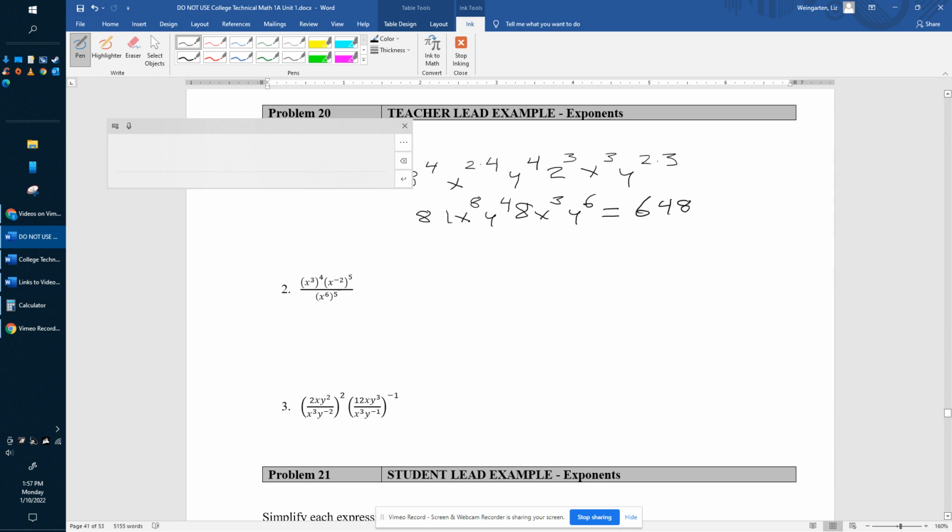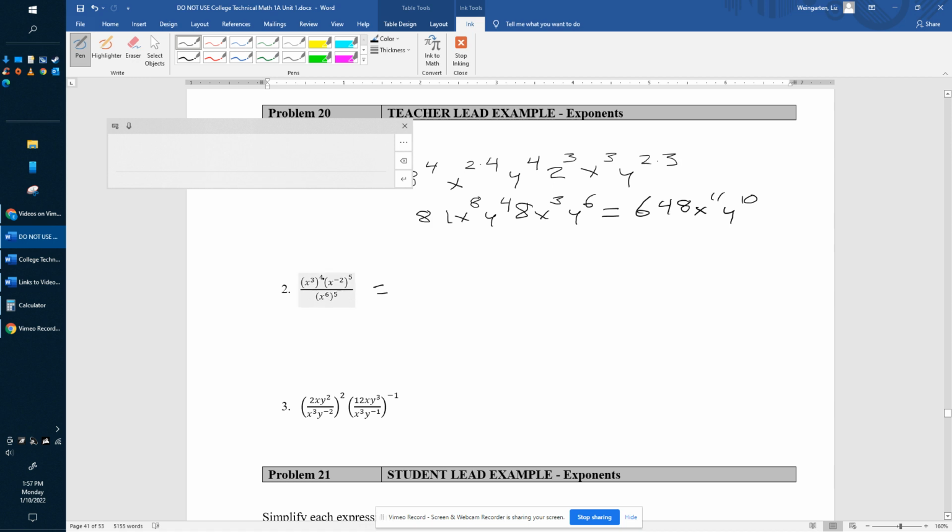Combine our x terms. We have x to the 8th, x to the 3rd. 8 plus 3 is x to the 11th. Y to the 4th, y to the 6th. 4 plus 6 is y to the 10th. You thought that was fun. Let's just keep going.